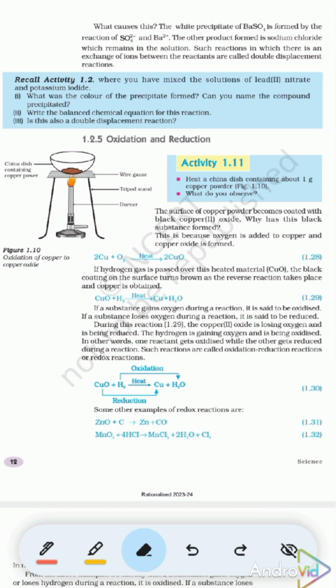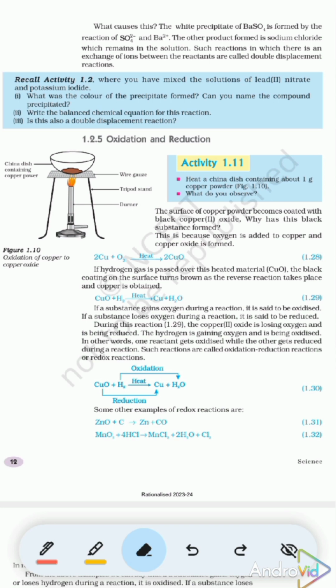Recall activity 1.2, where you mixed the solutions of lead 2 nitrate and potassium iodide. What was the color of the precipitate formed? Can you name the compound precipitated? In activity 1.2, just note the observations and check for all these questions. The second question is to write the balanced chemical equation for this reaction, and the third one is to say whether it is a double displacement reaction or not.